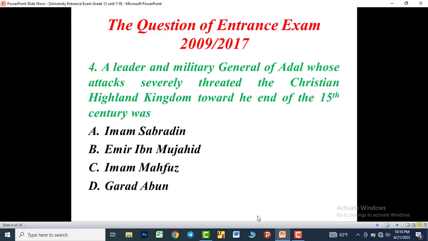Question number 4. A leader and military general of Adal who repeatedly attacked the Christian Highland Kingdom toward the end of the 15th century was: A. Imam Sabradin. B. Emir ibn Mujahid. C. Imam Mahfuz. D. Garad Abun.